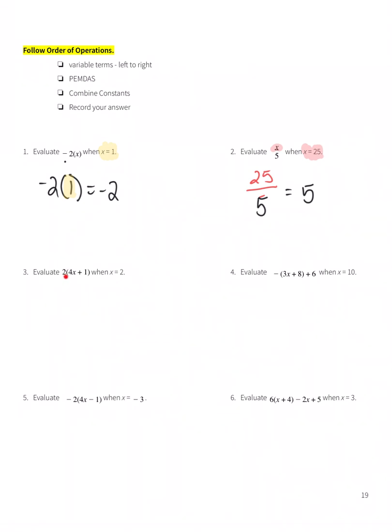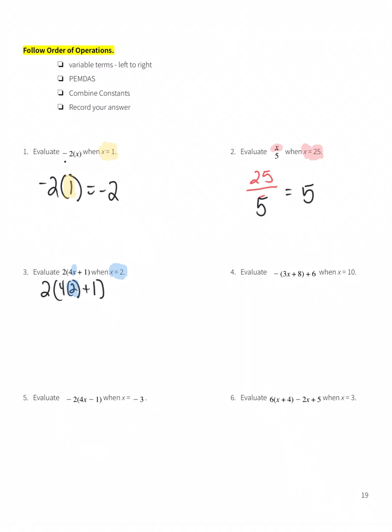Here we have 2 times (4x plus 1) when x is equal to 2. So like I can see right here, I know the value of x. X is equal to 2. So I'm going to go ahead and rewrite my expression with the value of x in there because I know now that it's equal to 2. So 2 times (4 times 2 plus 1) is my new expression. And why is that? It's because I know that x is equal to 2.